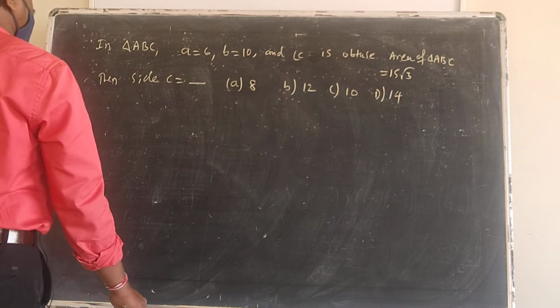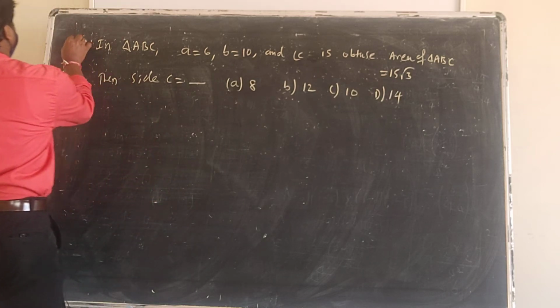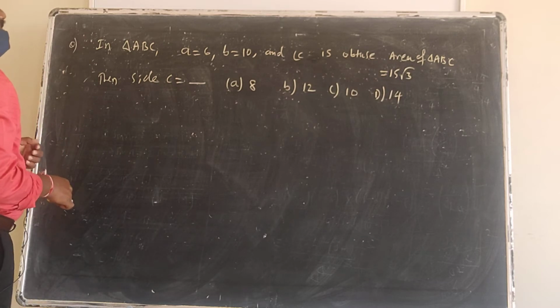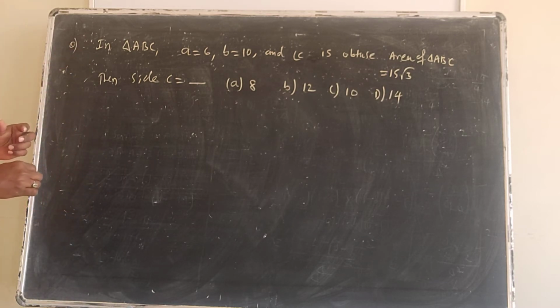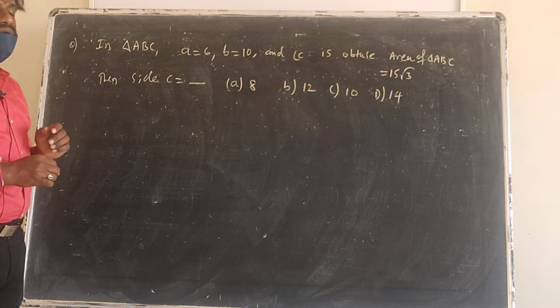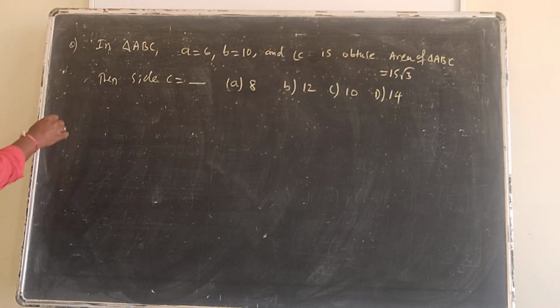This is related to angles and sides. In a triangle ABC, this is the question they have given. In a triangle ABC, angle A is equal to 6, B is equal to 10, C is an obtuse angle. The area of the triangle ABC is 15 root 3. Then the side C is equal to how much? So here this is area related.